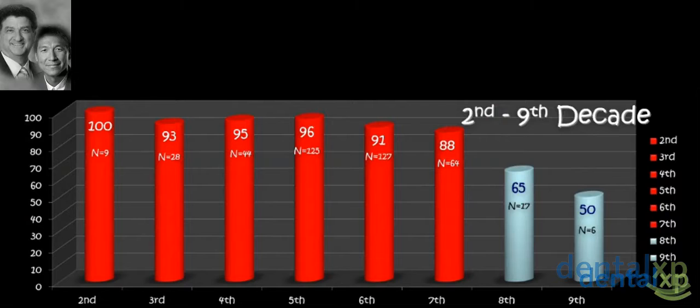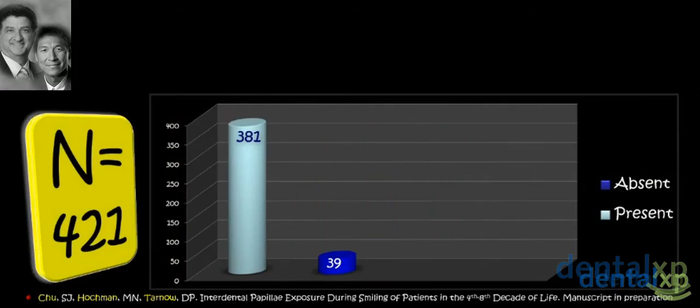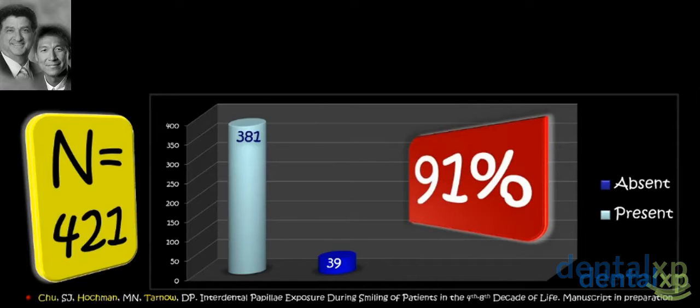You can see the breakdown by age. Patients in their 60s and their teens, it's way over 90%. But if you pool all the data together, the data clearly shows that it's not 100% of the time on the younger patient population, but it's 91% of the time. And therefore, it becomes a very critical parameter when we're talking about aesthetics, particularly pink aesthetics.